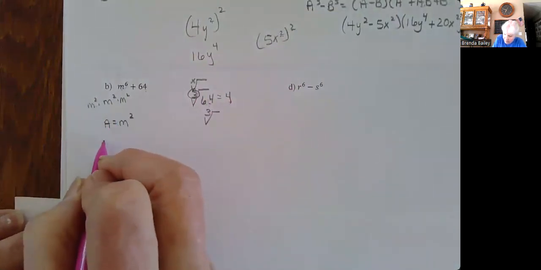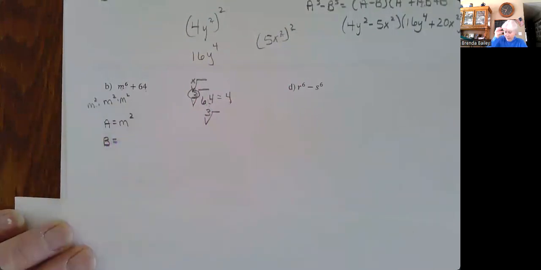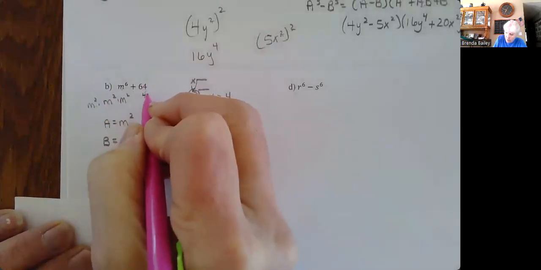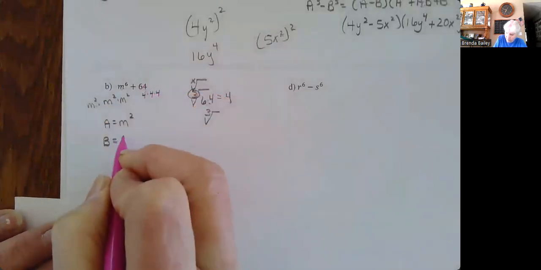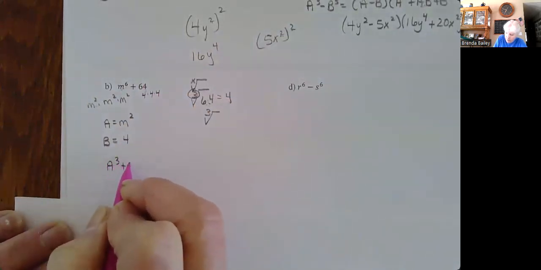So B, for trial and error, try multiplying 3 numbers together until you get it. B, 4 times 4 times 4. So let's follow our formula. A cubed plus B cubed.